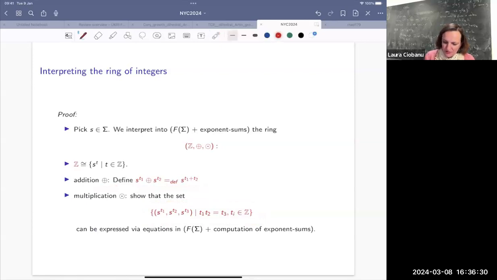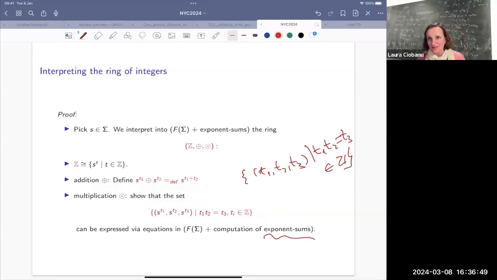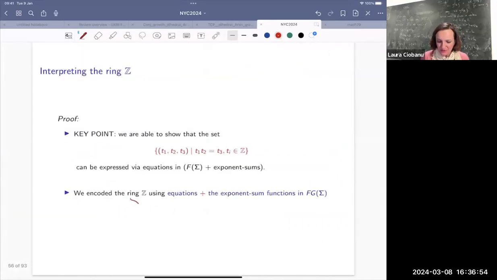you need to essentially, right? So you need triples T1, T2, T3, such that T1 times T2 is T3 in Z. You need to find that in your free group using equations and using exponent sums. And if I have time at the end, I'll show you, but I don't expect I will. But since we interpreted the ring of integers using equations and exponent sums, it means we get undecidability by Hilbert's 10th problem. And that's why I said we use it as a tool in lots of these results.